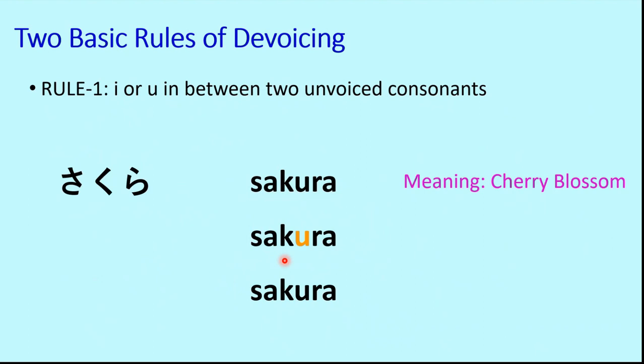Okay, now we will see some words which do not follow rule one, which are not applicable for devoicing based on this rule. This word is sakura. Here we have a u sound after the unvoiced consonant k, but the following consonant ra is not an unvoiced one, it is a voiced consonant. So the u is not between two unvoiced consonants, but between one unvoiced and one voiced consonant. That's why this rule will not be applicable and u will not be devoiced. Sakura will not become sakra. It will remain sakura.